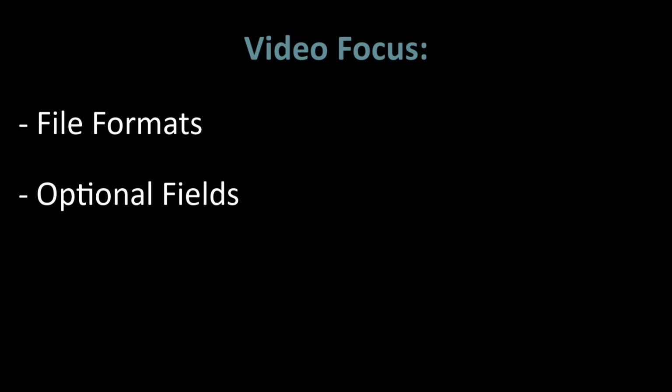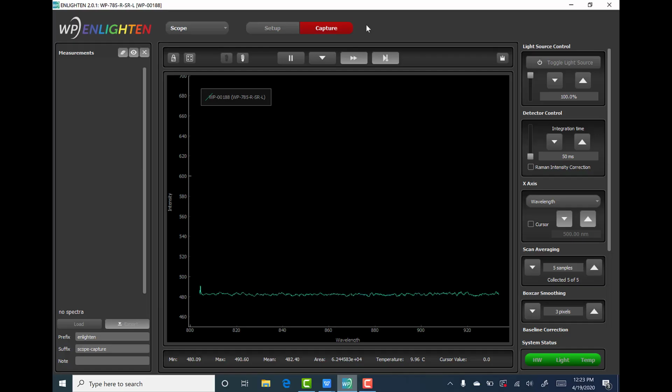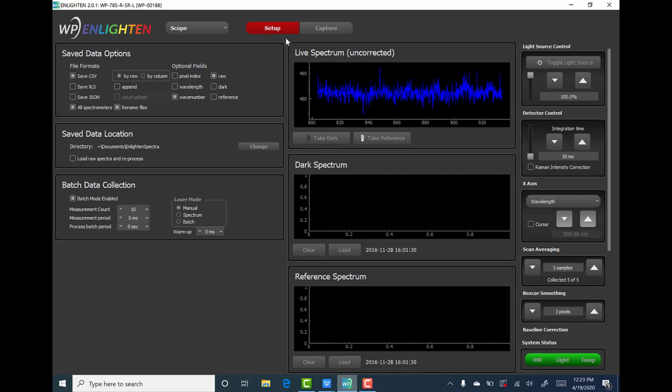This video will be dedicated to elaborating on features that were previously introduced, including file formats, optional fields, processed data column/row, and all spectrometers. As a reminder, all of these features are located under Setup tab under Saved Data Options in the upper left-hand corner of the screen.